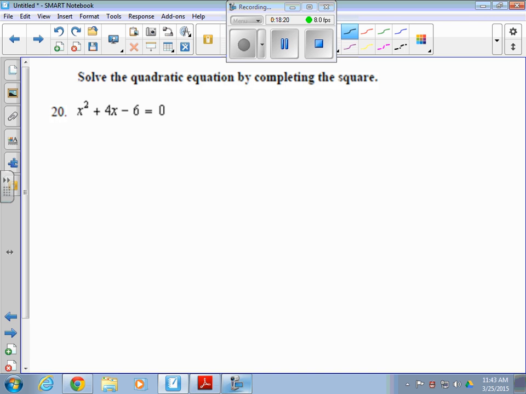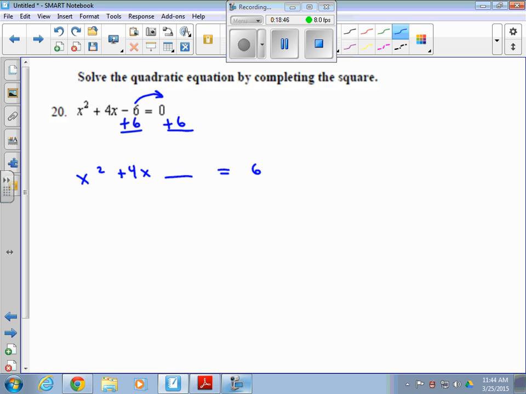This is not a perfect trinomial. We can't factor this one out and get the number 4, because 6 and 1 and 2 and 3 don't give you 4. So the first thing you need to do is move the C value that doesn't work over to the other side. In order to do that, you add 6 to both sides. If you add it here, add it on the right. Now you have x squared plus 4x plus C equals 6.